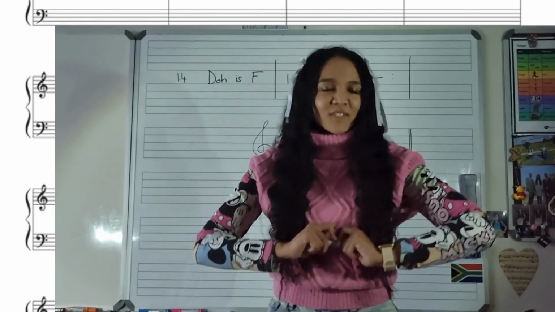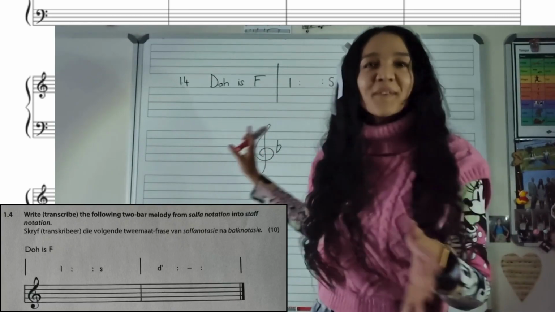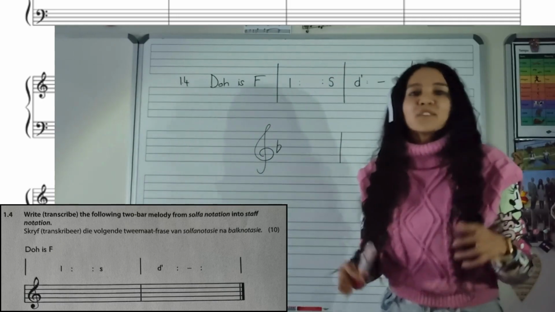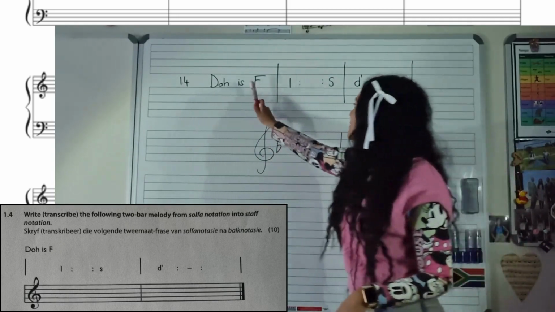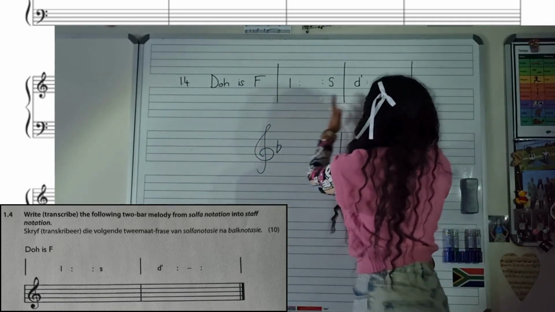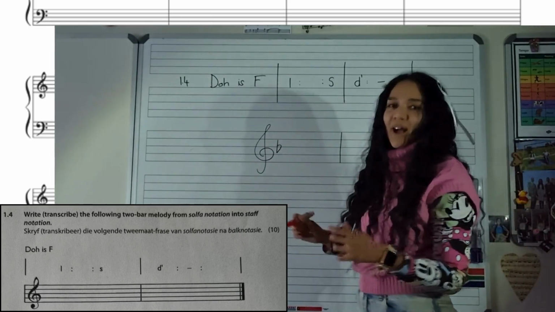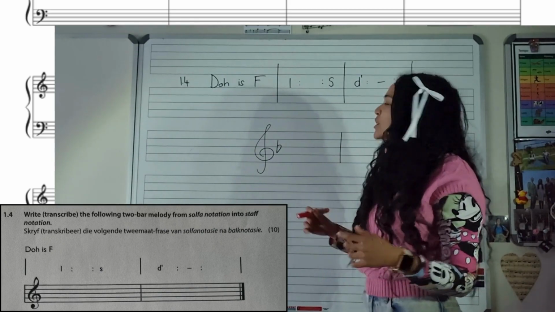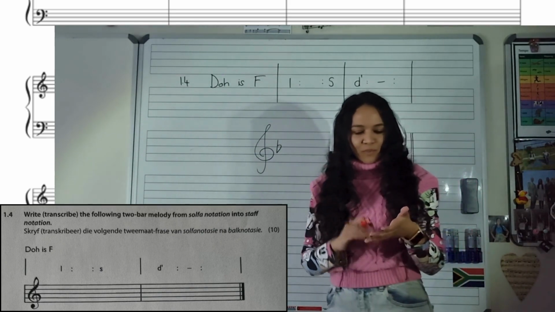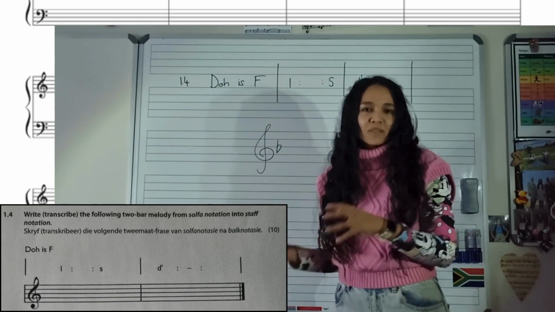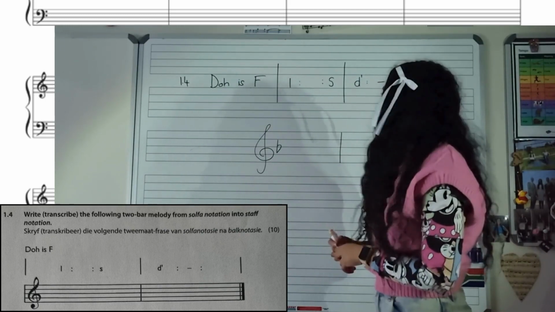Question 1.4 asks us to transcribe the following 2-bar melody from Solfa notation into staff notation. So they give us a few important clues. They tell us do is F. They give us 2 bars as they promise us, and then they do show how many beats we have in each bar. So in this grade, we're only going to work with 2/4 or 3/4. So we need to check if we can fit in 2 crochet beats or 3 crochet beats in this example.